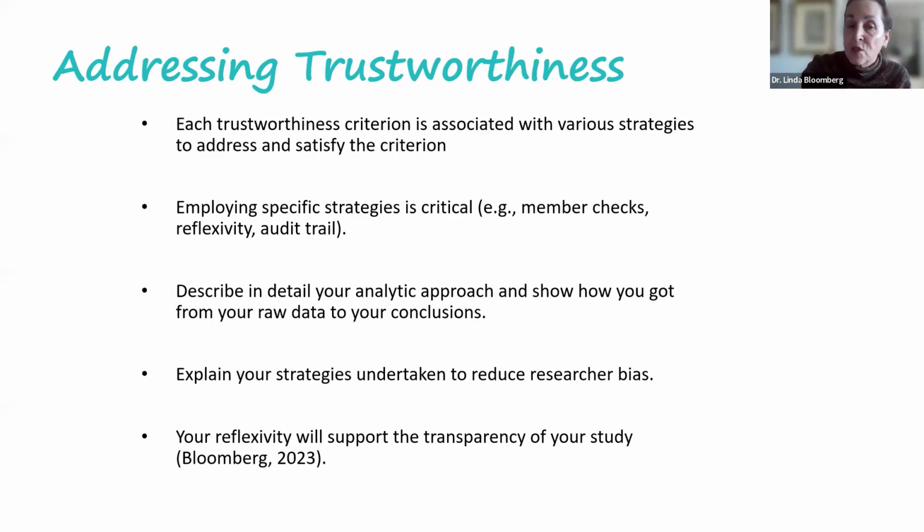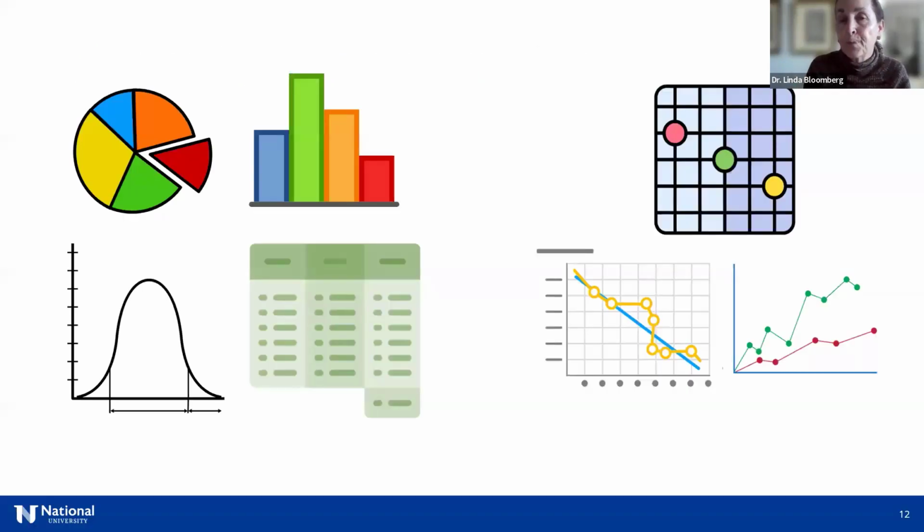So we have to explain our strategies to reduce researcher bias and also to be very transparent. And reflexivity, which is a concept that is very critical to qualitative research, supports the transparency of your study. Researcher reflexivity is how the researcher is able to think critically about the study, about themselves, about their participants, and about the data that they find. And so that transparency is really an integral part of qualitative research.